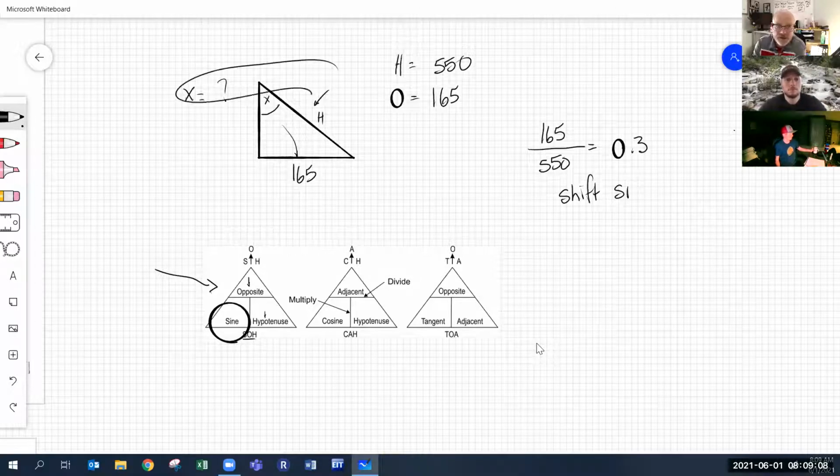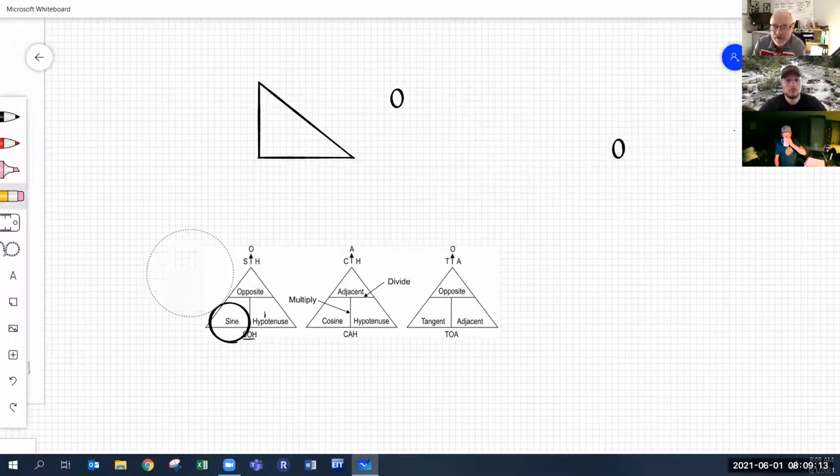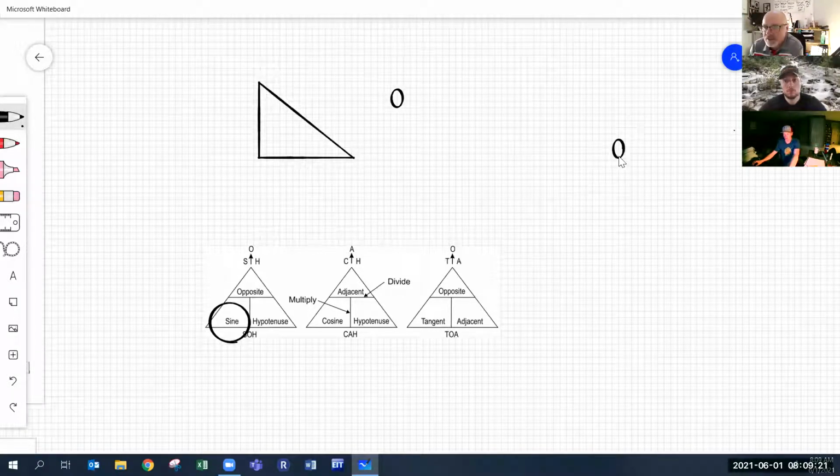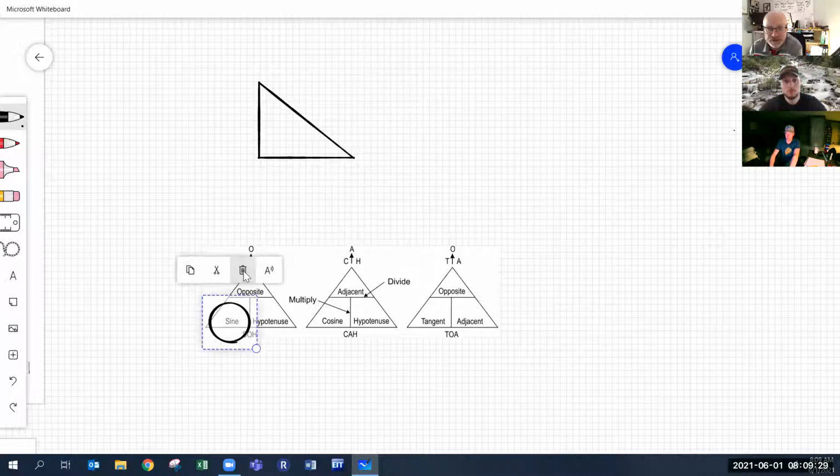Okay. So, let me get my eraser here. There we go. Now we'll do a couple more examples, and I think this is important here. Get rid of these. Anytime I draw a circle, it just stays there.